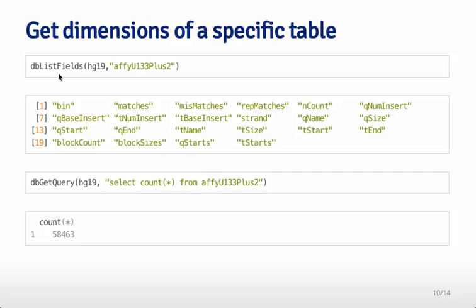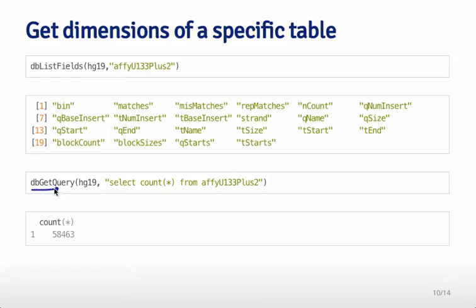And so you can see if we look at the fields here, there are things like bin, matches, mismatches, and so forth. So now suppose we want to find out how many different rows there are in this data set. We already know something about the columns, right? Because dbListFields told us all the column names, and there are something like 22 columns in this table. Then what we might want to know is how many rows it has.